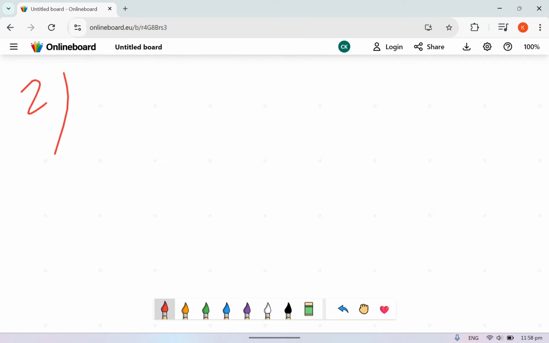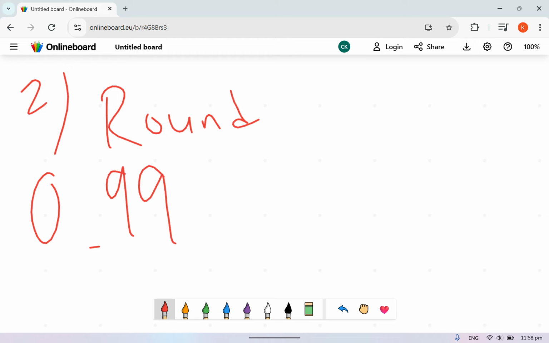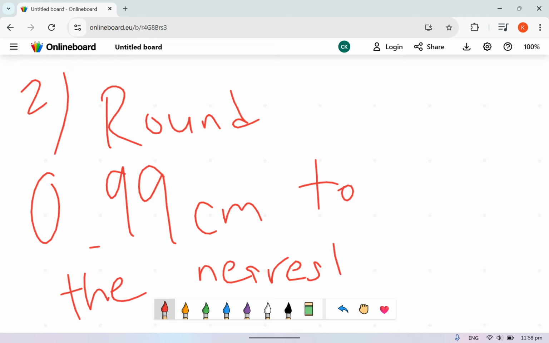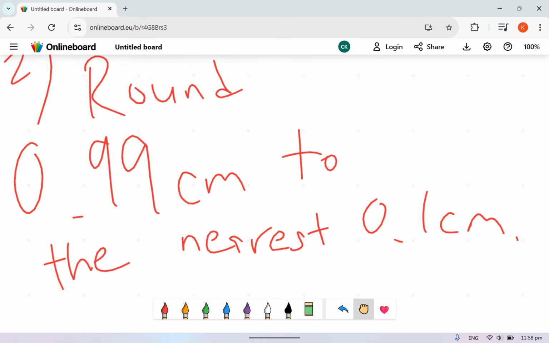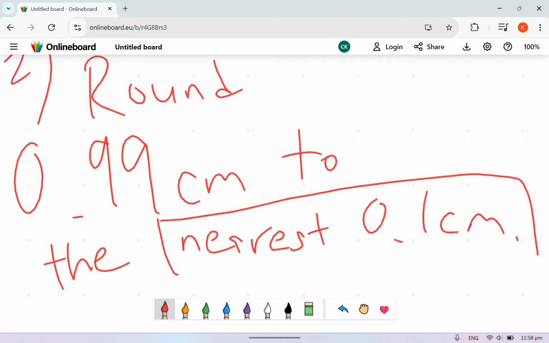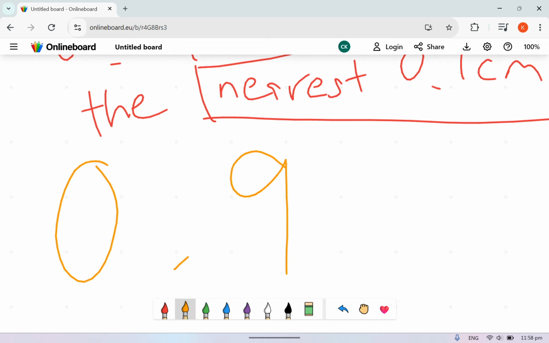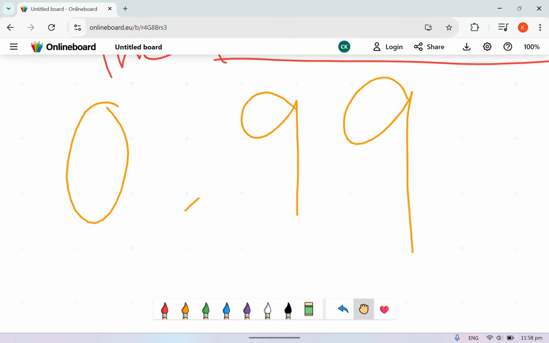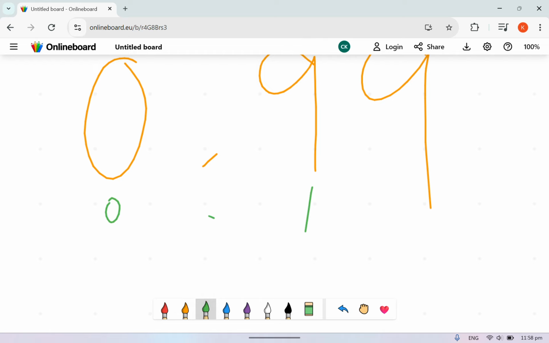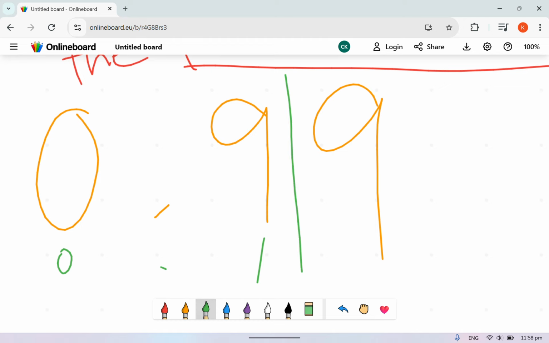Question 2 is a very simple question. Round this 0.99 cm to the nearest 0.1 cm. Now this question is a bit weird because I usually teach you decimal point, significant figures, but in this case they tell you the nearest 0.1 cm. So what is this question trying to tell you? What are you supposed to do? Now, use your brains in this case. You have 0.99. You want to round it to the nearest 0.1. You know what I'm trying to say is here 0.1.